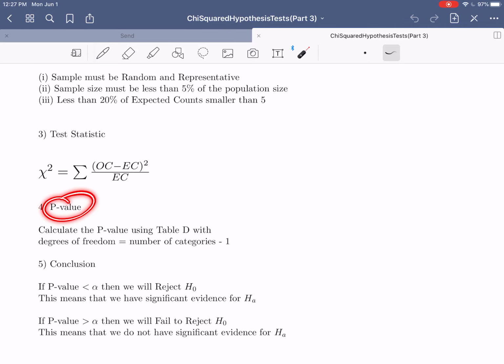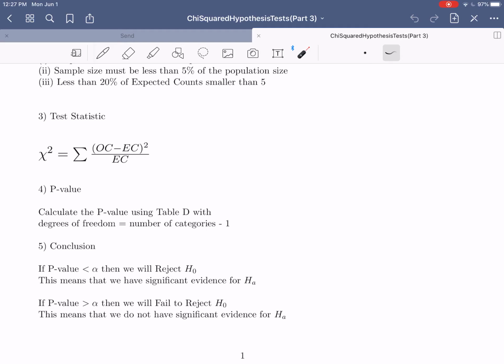The p-value then is going to be again calculated using table D because this is a chi-squared test statistic. Once again, to go on to table D, you do need a degrees of freedom. And the degrees of freedom here is once again based on how many options your variable has. So the degrees of freedom here will be the number of categories minus 1. So we simply look at how many categories we had, subtract 1, and that'll give us our degrees of freedom.